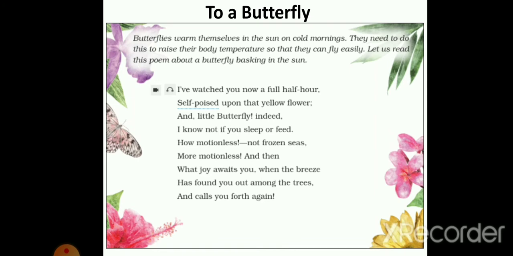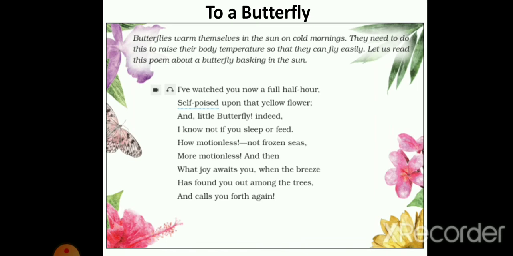So he's comparing the way the butterfly sat on the flower without making any kind of movement. He is comparing it to the frozen seas where you cannot detect any activities. So he's saying, like those frozen seas where you cannot detect any activity, in a similar manner, in that motionless position, the butterfly is sitting on that particular yellow flower.